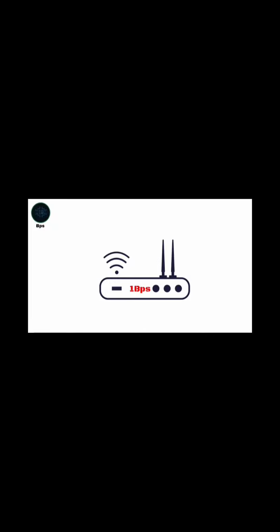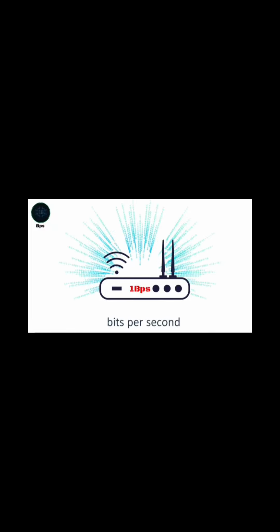Bits per second, or BPS. This is the most basic unit for measuring data transfer speed. It tells you how many bits, the smallest pieces of digital information, are sent or received every second. So if your connection is 1 BPS, that literally means 1 bit travels each second, which is extremely slow.